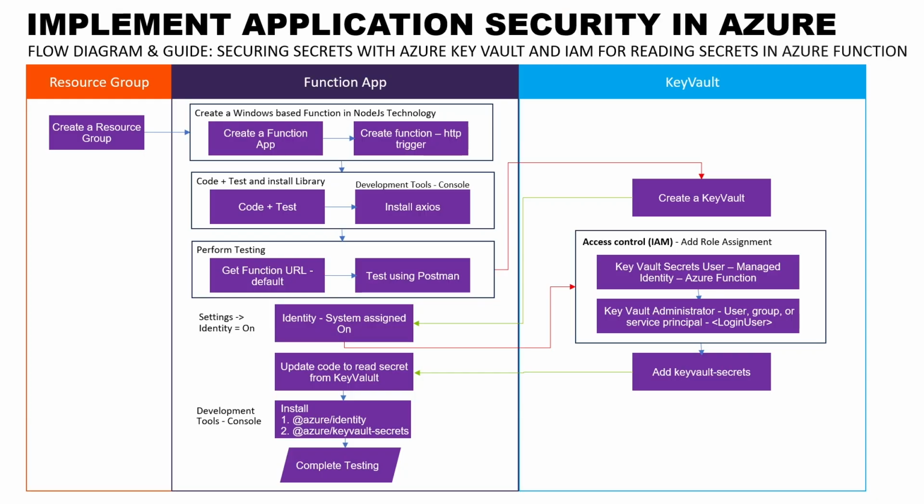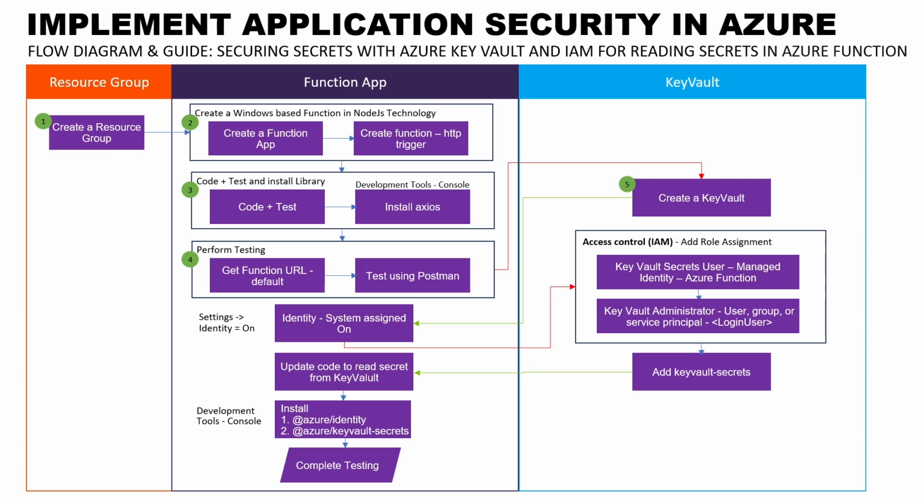Before we start creating Azure resources, coding and configuration, let me walk you through the steps we will be following throughout this tutorial. We will begin by creating a new resource group in the Azure portal. Next, we will create a Windows-based Azure Function App using Node.js technology. After that, we will create a function using the HTTP trigger template. With the HTTP trigger created, we will write the necessary code and install required dependencies. We will conduct initial testing to ensure the code runs as expected.